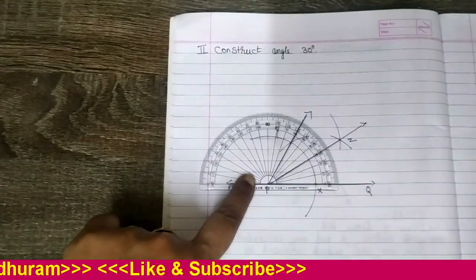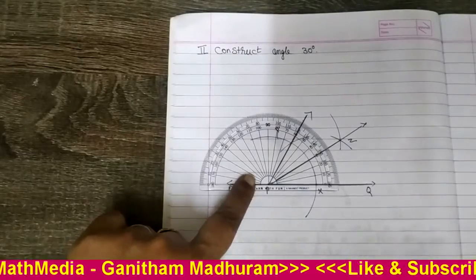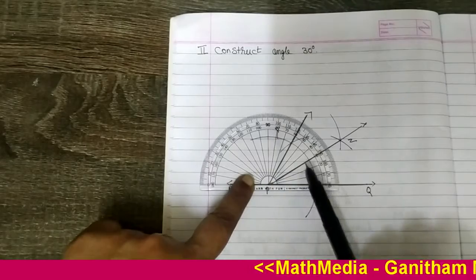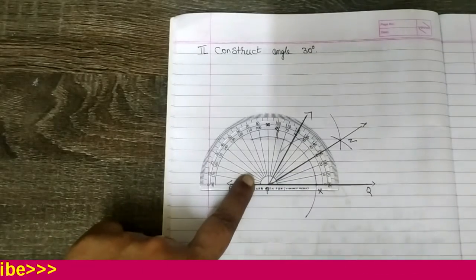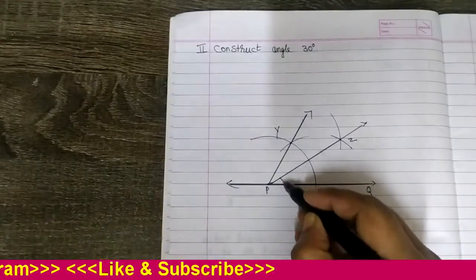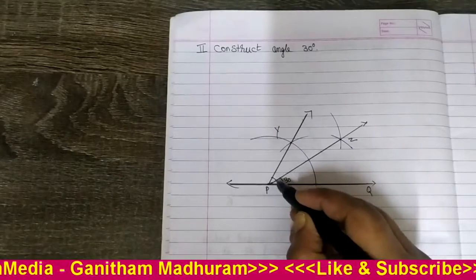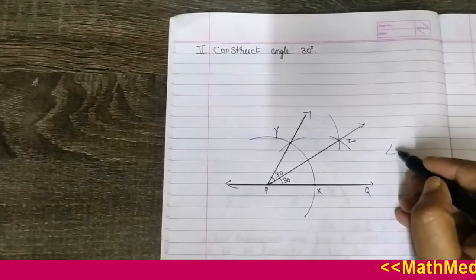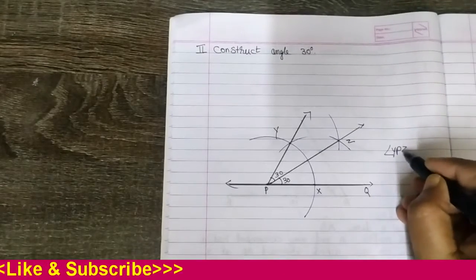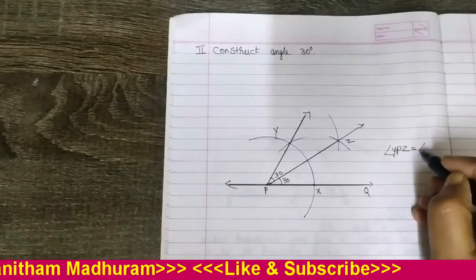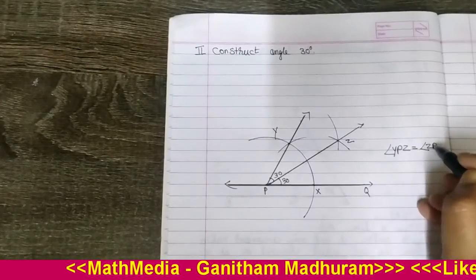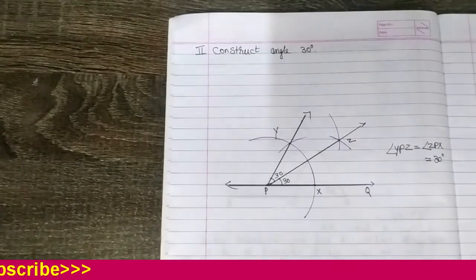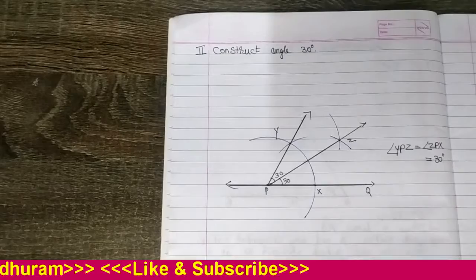Join PZ. Now take the protractor and you can see that we got exactly 30 degree, and this also is 30 degree. So this angle is 30 degree. Similarly, this also is 30 degree. Hence angle YPZ equal to angle ZPX equal to 30 degree is the required angle we made.